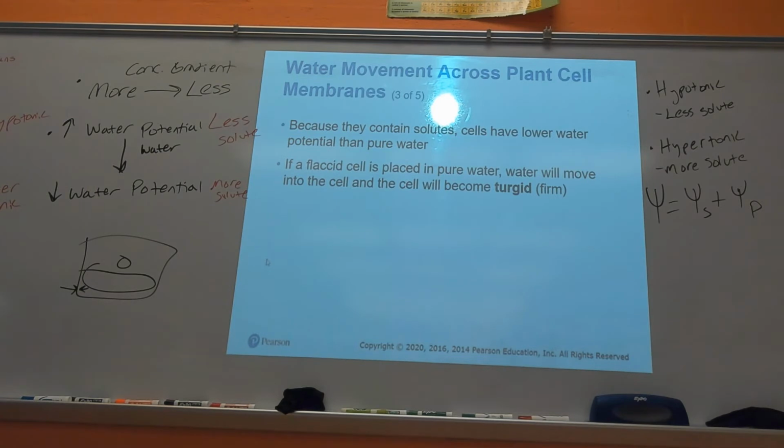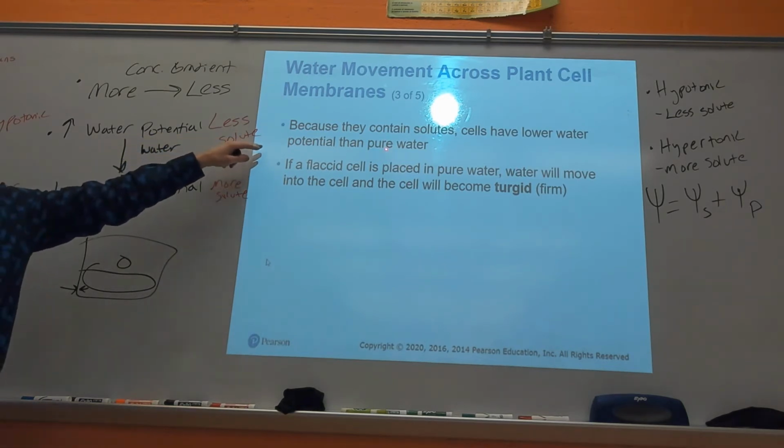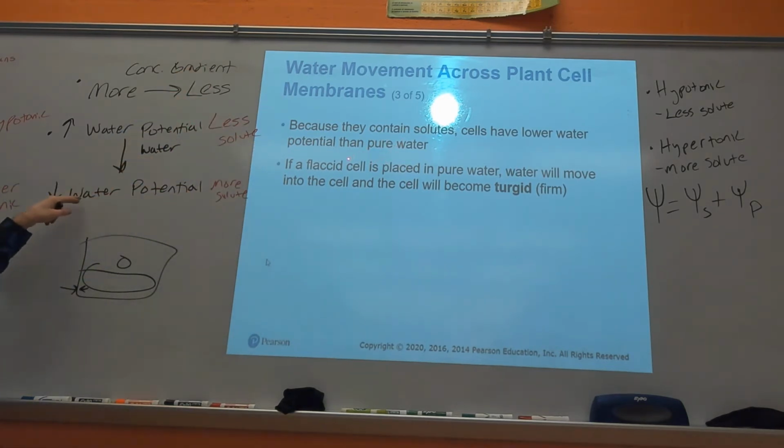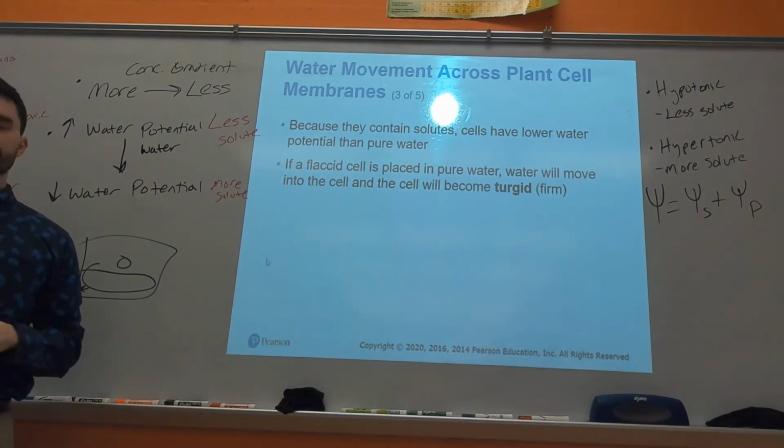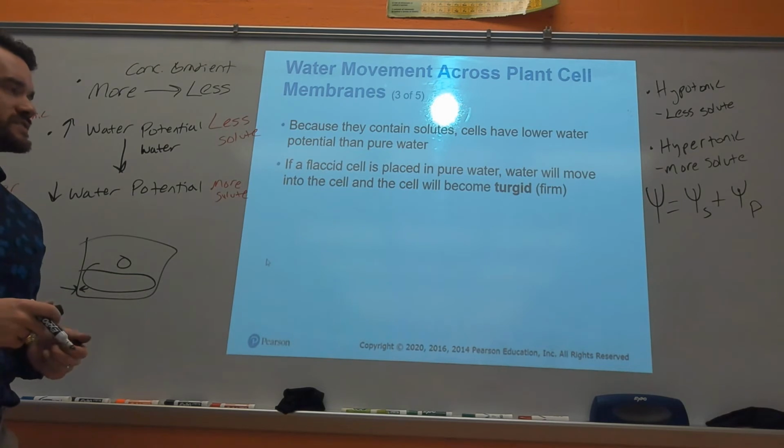All right. Yeah, having more solutes will lower your water potential. And then, yeah, this is just saying you put a flaccid cell in pure water, it becomes more firm. It becomes turgid, the water is going to move in. Okay, so kind of stuff I've already said so far.